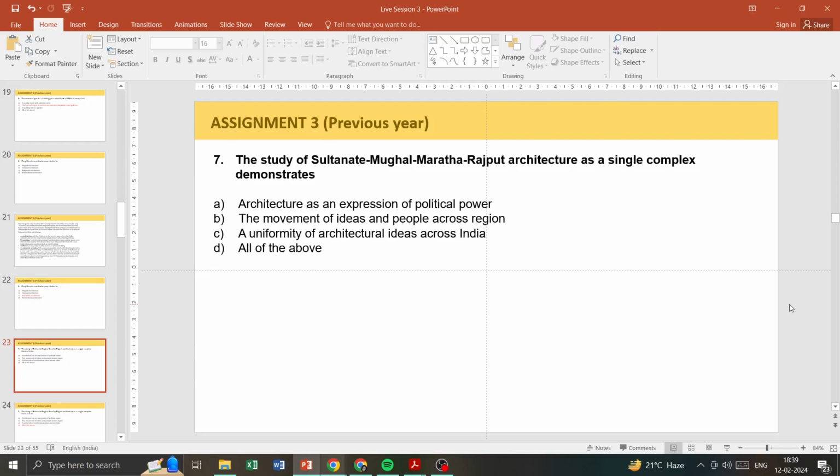Third, a uniformity of architectural ideas across India. Because of the exchange of ideas and because of different empires expanding and contracting and different fights, there is a slight uniformity in architectural ideas across India.